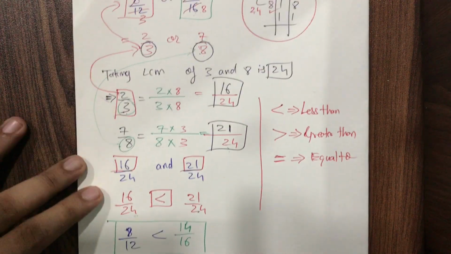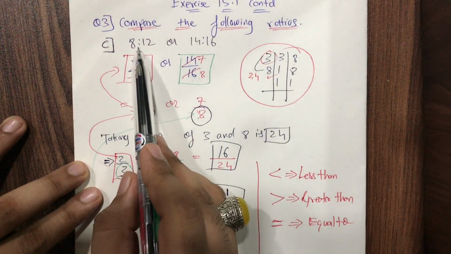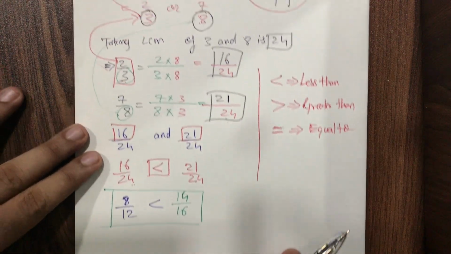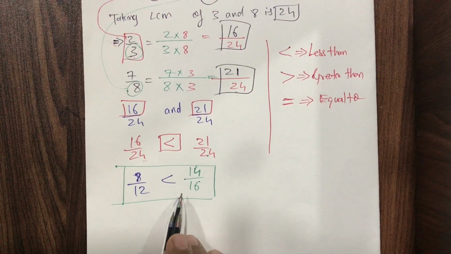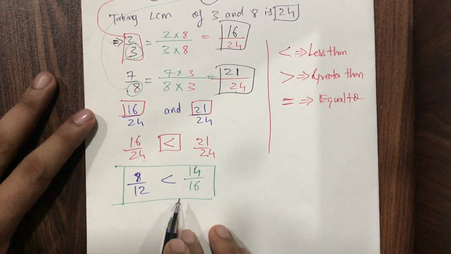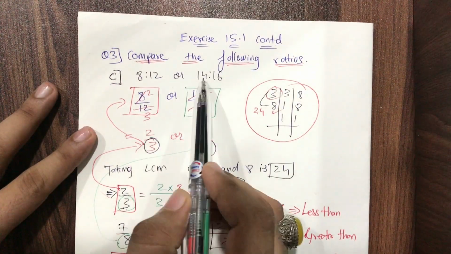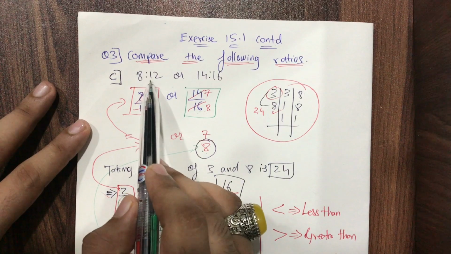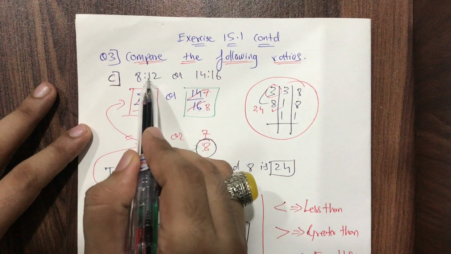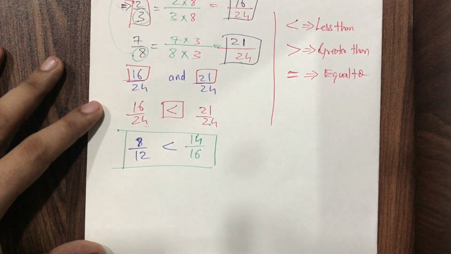So compare means we have to write either less than, greater than, or equal to. So the question was compare 8 upon 12 or 14 upon 16. So we obtain the answer as 8 upon 12 is less than 14 upon 16. Now students, tell me, can I consider this as my final answer? Of course I can consider this as my final answer, but this format is not accepted. Why? Because the original question was not given in fraction form. The original question was given in the ratio form. It was given that 8 is to 12 or 14 is to 16 ratio. The question was given in the ratio form. So we have to write the final answer in the ratio form only, students.